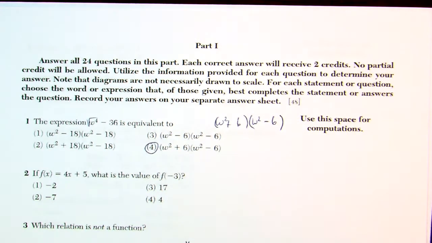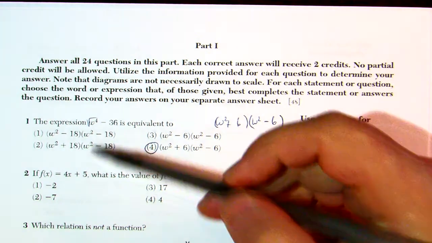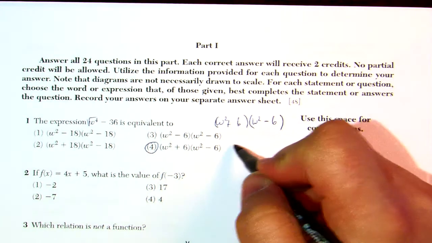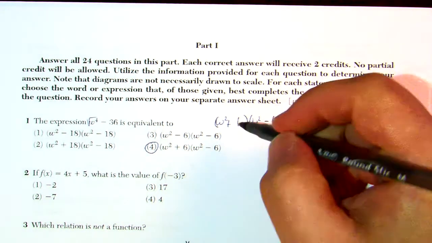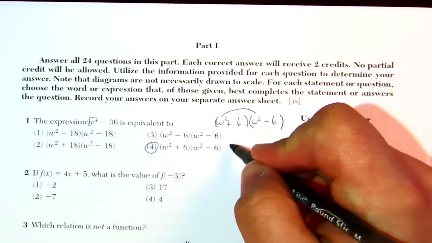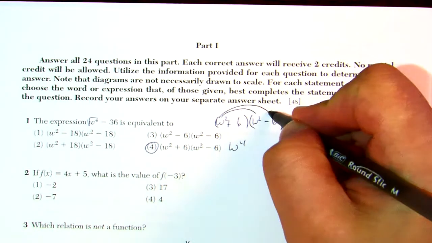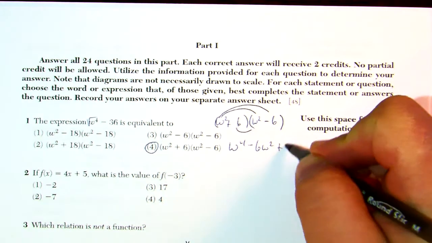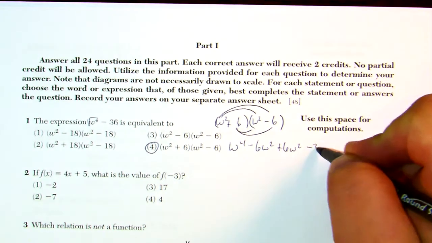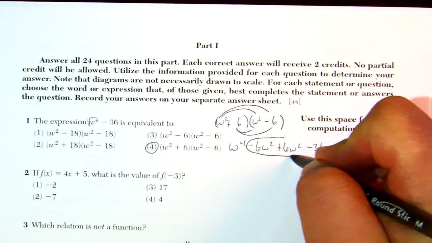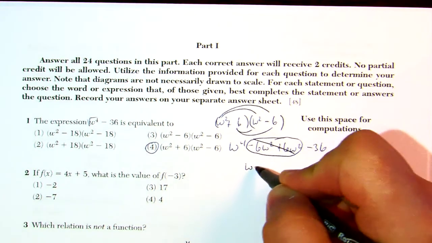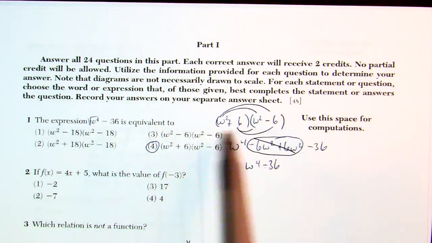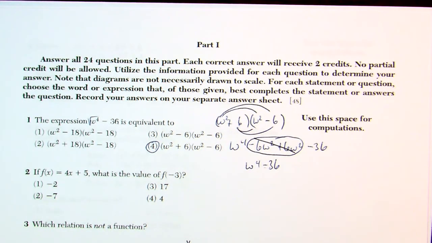So what if you didn't know that? You could go ahead and FOIL each one of these to see which one would work. Let's do that real fast. So this is choice 4, and we FOIL. First, outers, inners, last. And I notice that my middle terms cancel out, so you're left with w to the fourth minus 36. So two ways to do that. If you knew right off the bat, it's simpler, but it's still definitely doable.